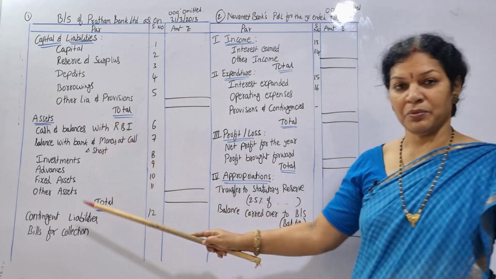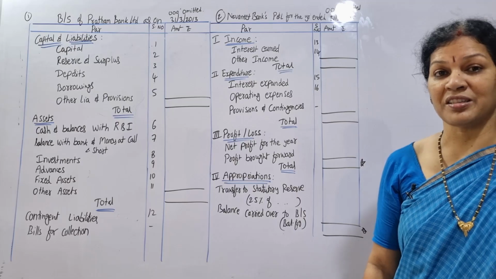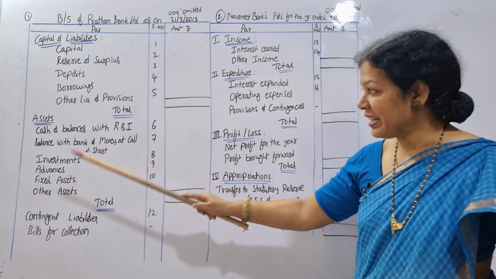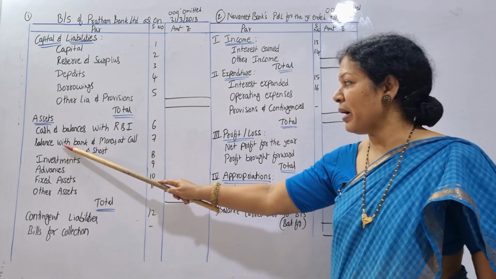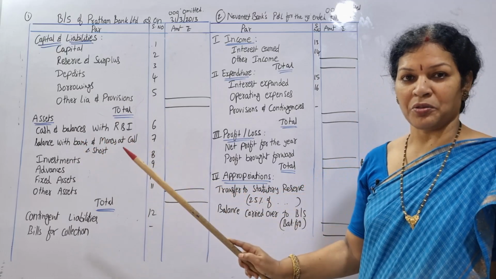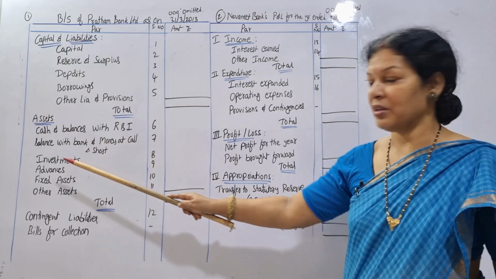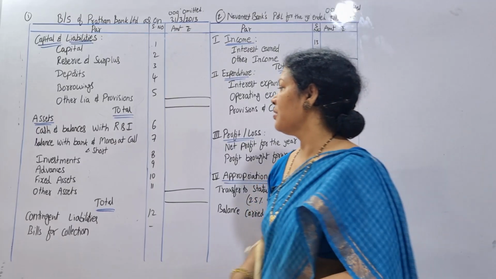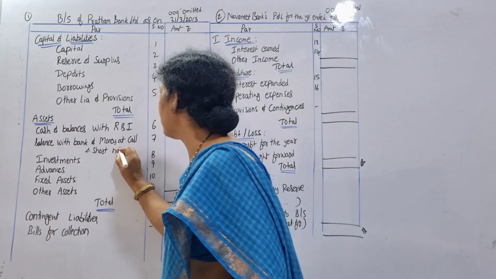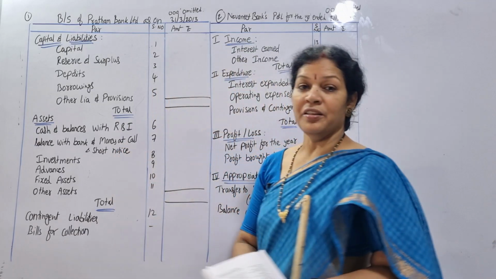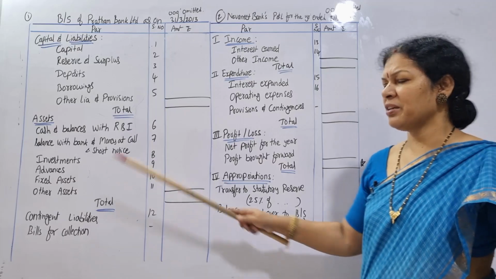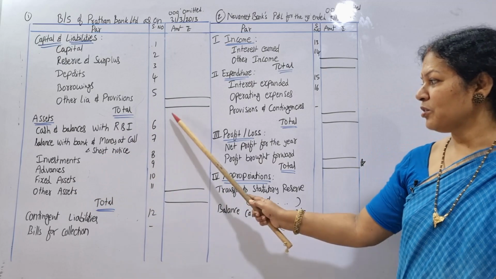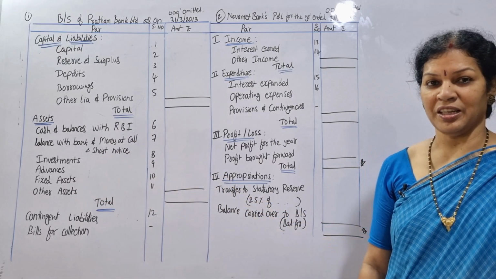Next, after that, we get assets. How many schedules are there? 6. First one is cash and balance with RBI. Next, balance with bank and money at call and short notice. That is 7th schedule. Then after that, investments, easy to remember. Investments, advances, fixed assets, then after that other assets. So total 6 schedules in the asset side.